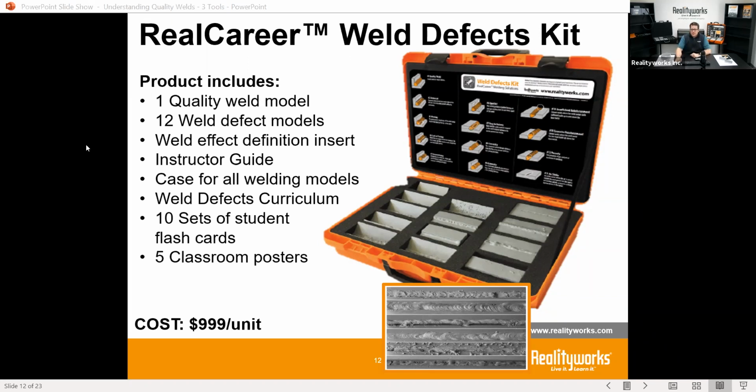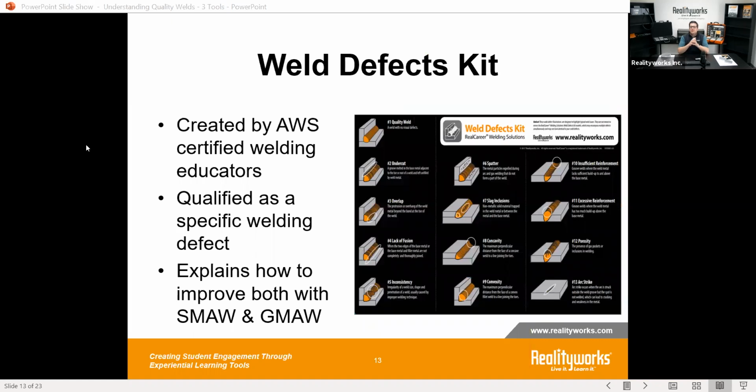Again, the whole purpose of doing this and how we did it was that it was created by an AWS certified welding educator. And then we had it qualified by a certified welding inspector to qualify it as a defect. So there's a specific defect for every single weld piece that we have here.